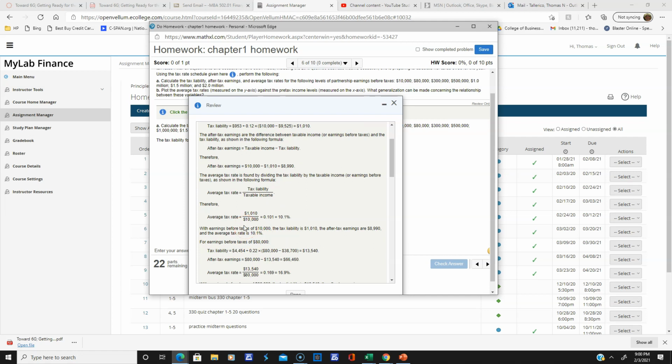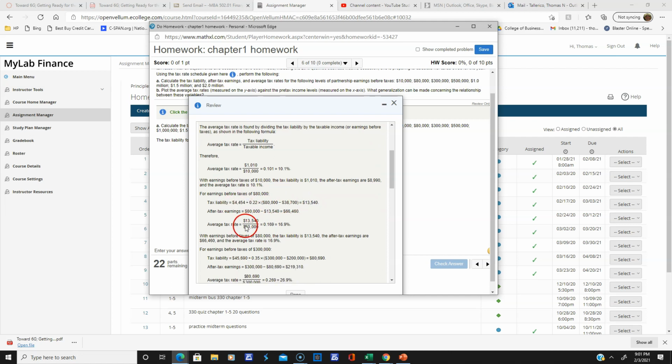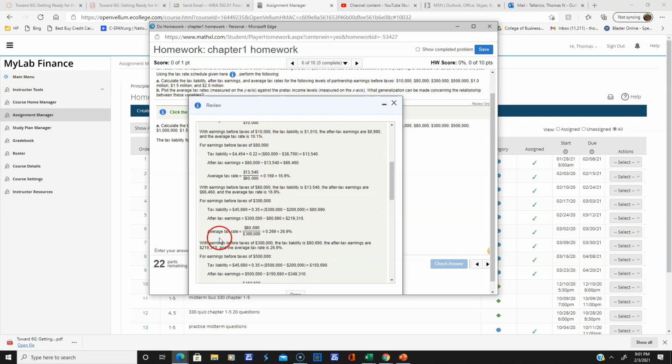So we did that one. With earnings before taxes of 10,000, the tax liability is 1,010. The after-tax earnings are 8,990, which we calculated, and the average tax rate is 10.1%. Now you would do the same exact thing for each one. For 80,000, you would take these numbers off the tables right here.